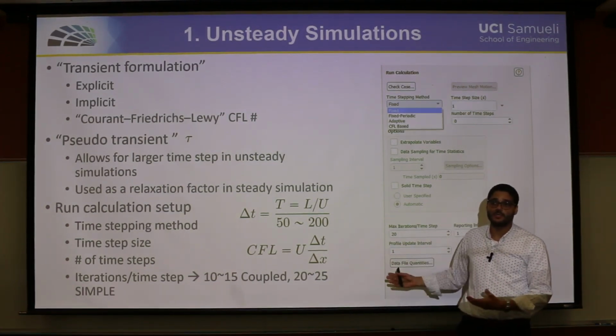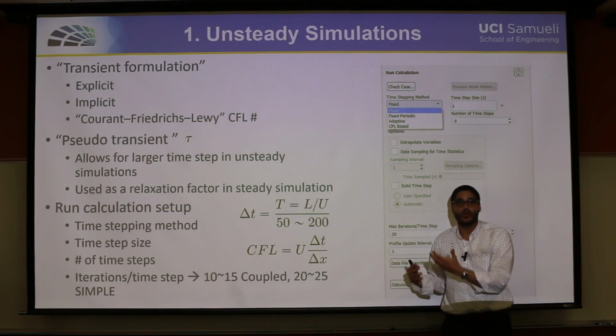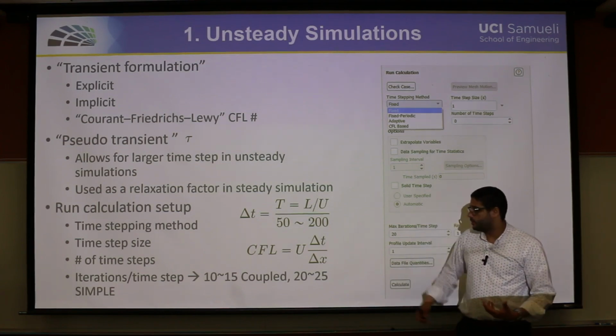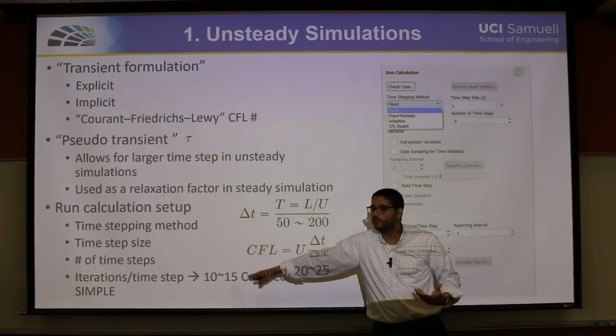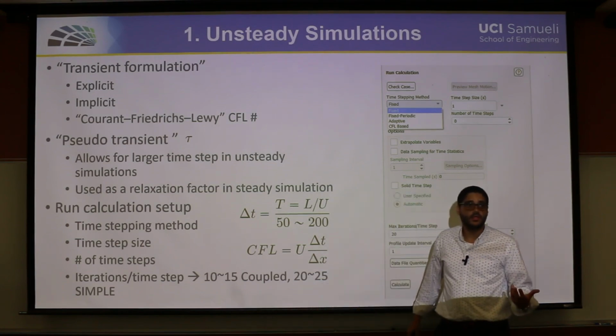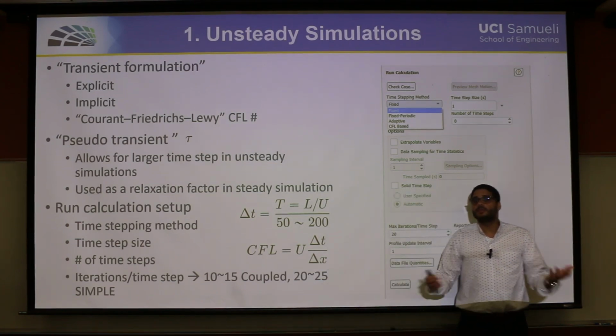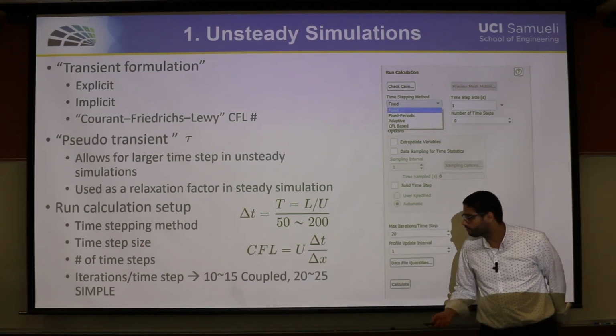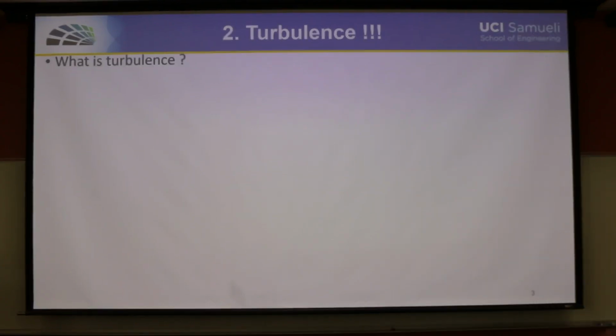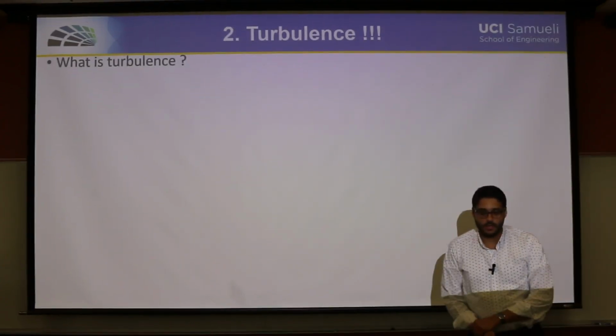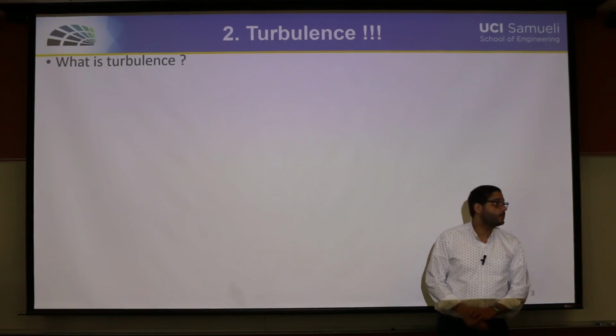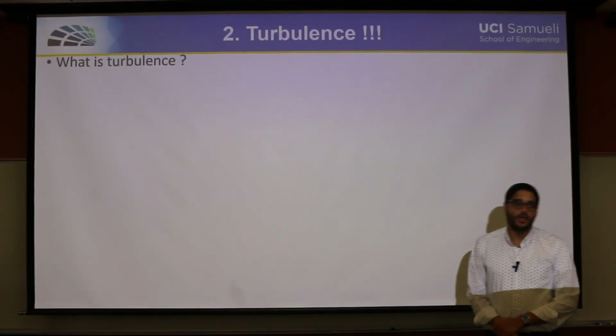If that simulation you're trying to solve would take you an hour to solve, but you have 100 or 150 iterations instead of 10 to 15, it will take you 10 hours instead. Okay. Now let's stop talking about unsteady simulations and let's talk about turbulence.